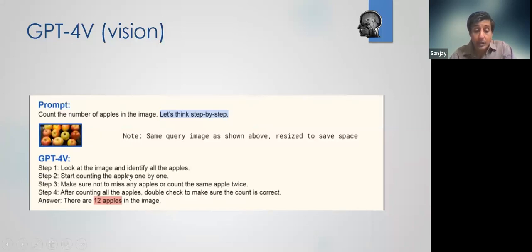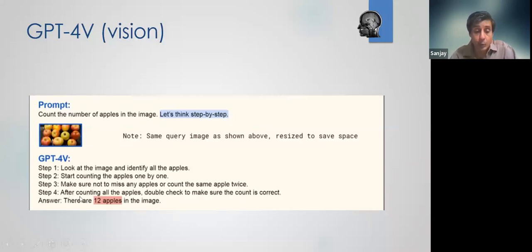Step 1, look at the image and identify all the apples, right? So identify where all the apples are, and only apples, nothing else, ignore everything else. Then start counting the apples one by one. Make sure not to miss any apples, or count the same apple twice. These are obvious things that we know, but it's making a list for itself of what to do step by step. And it's a very logical, coherent list.